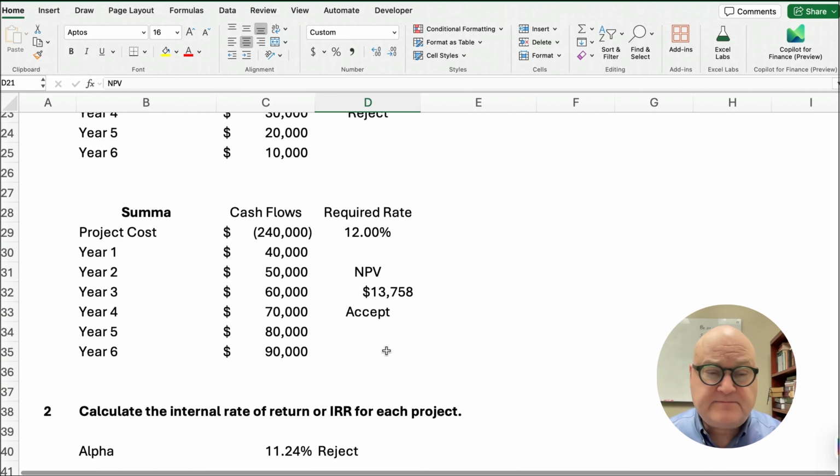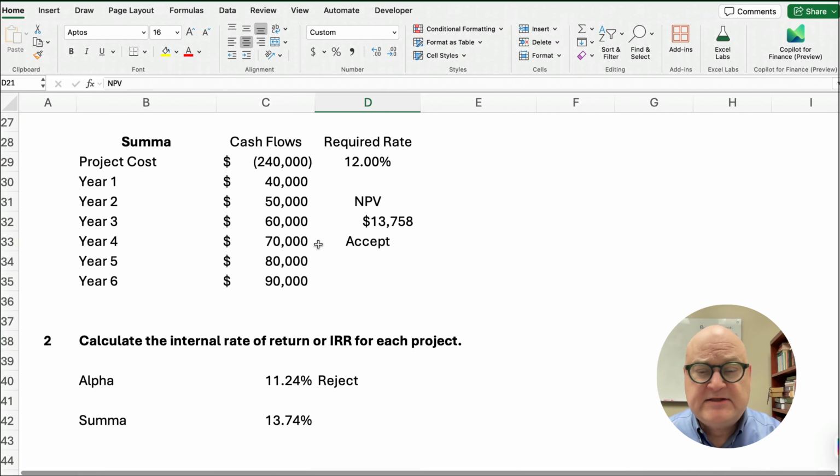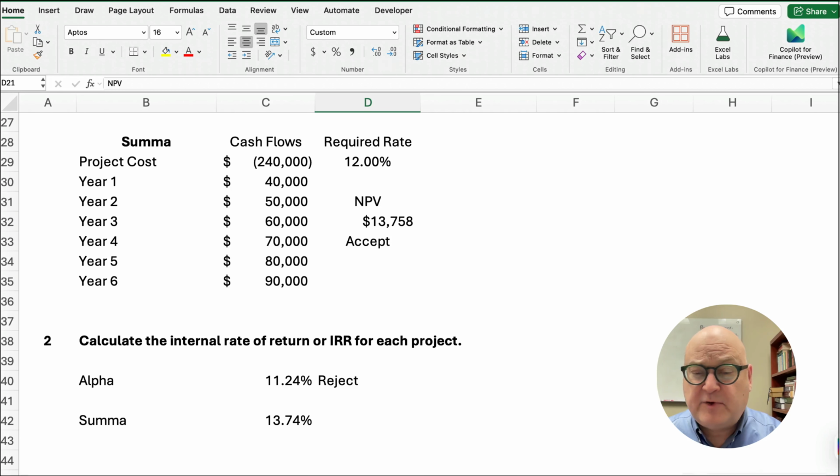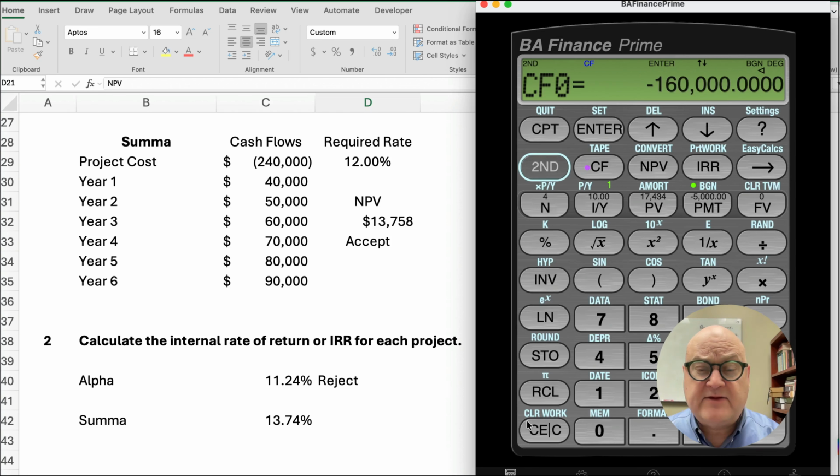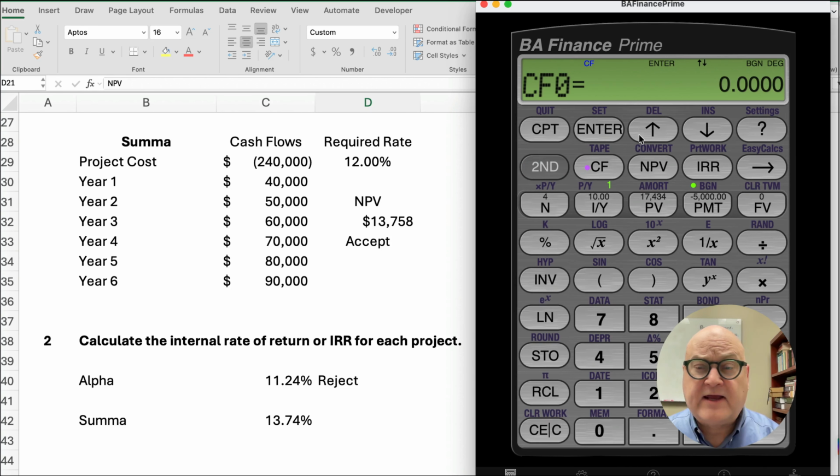Okay? Now let's do SUMA. SUMA has different cash flows, so let's pull that one up. Now let's go back to our cash flow. We're going to get rid of all these by doing second function and then clear work. So our cash flow period 0 is going to be negative 240,000 and enter, down arrow, cash flow period 1 is 40,000. Enter, down arrow, we're going to skip the frequency.